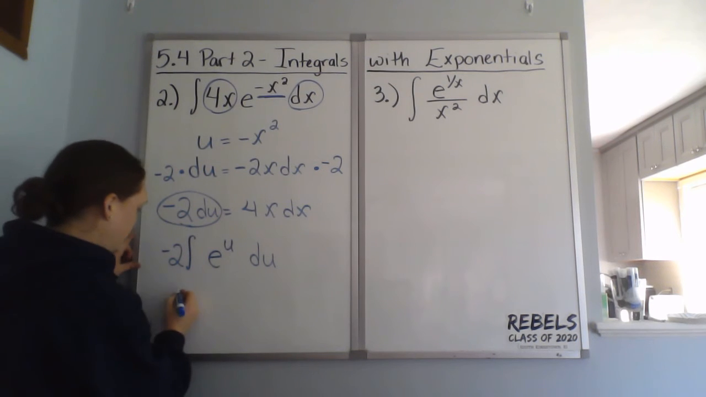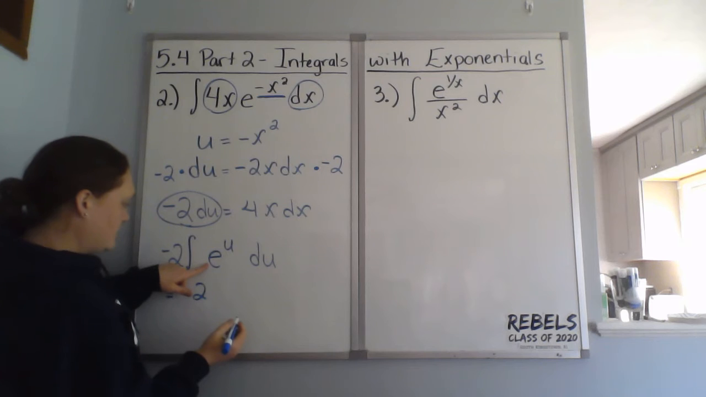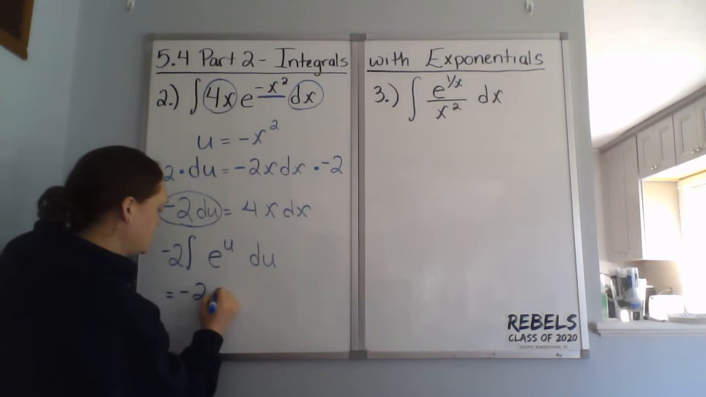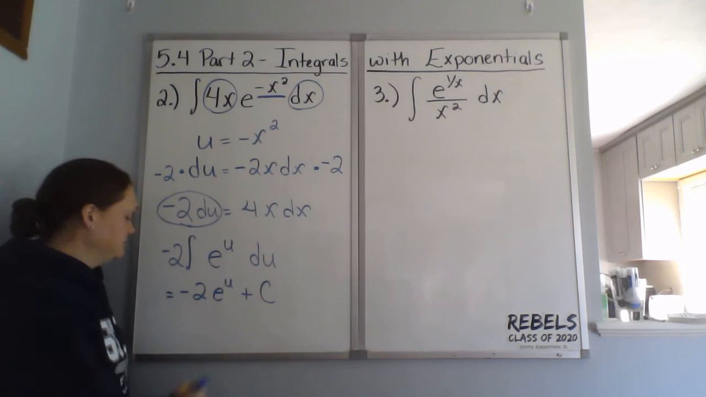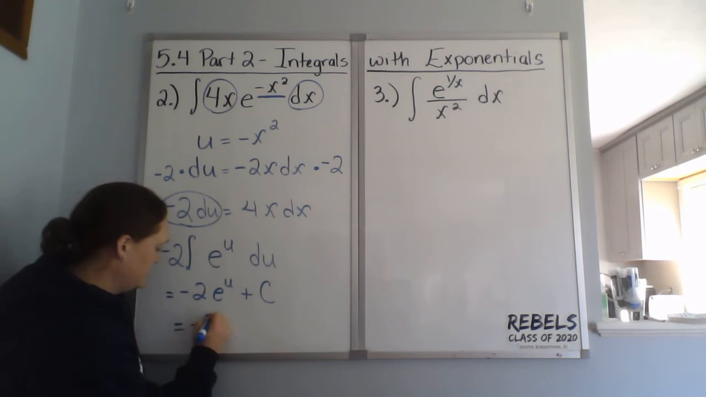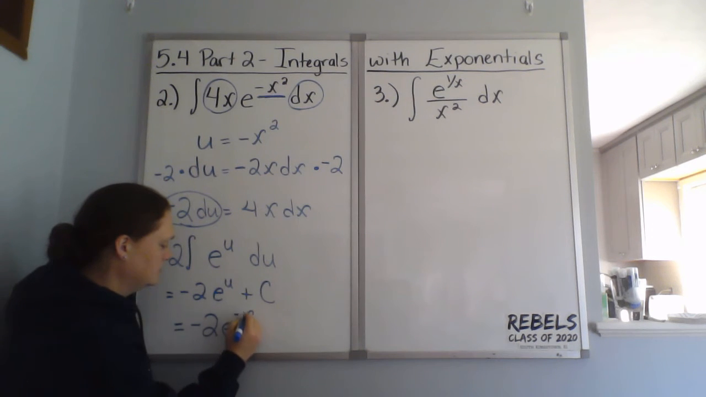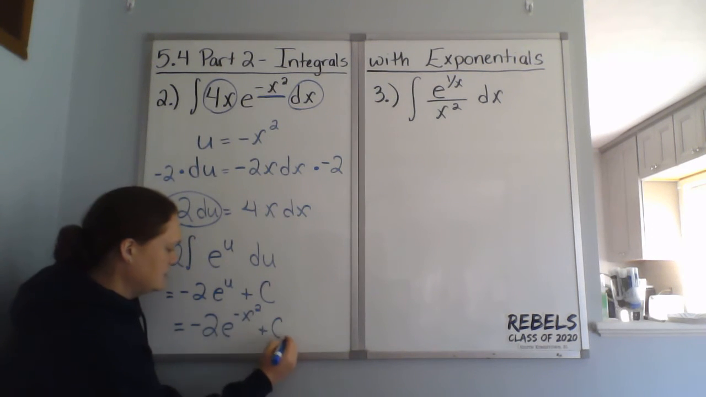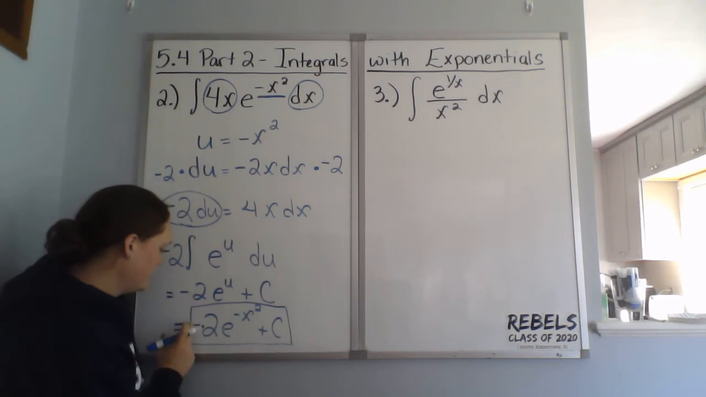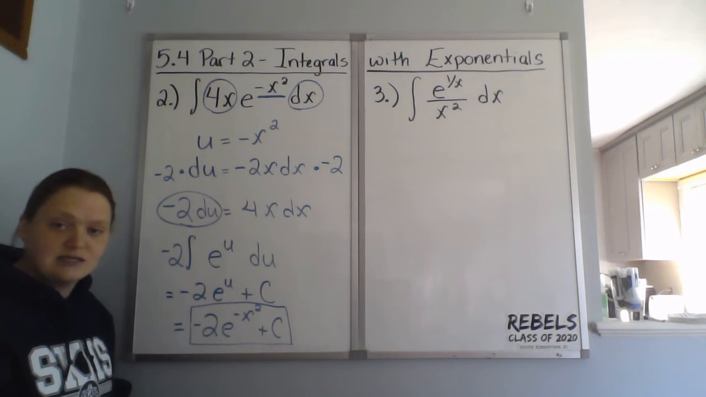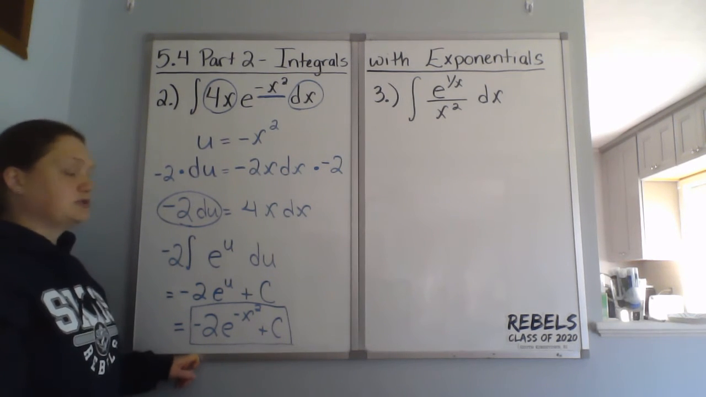The antiderivative of this: the coefficient stays put, and the antiderivative of e to the u du is just e to the u plus c. Replace the u and you're done. So this is negative 2 e to the negative x squared, plus c, and you're finished. And again, you can check your answer by doing a derivative, an optional thought process, not a requirement on a test. So there is problem number 2.